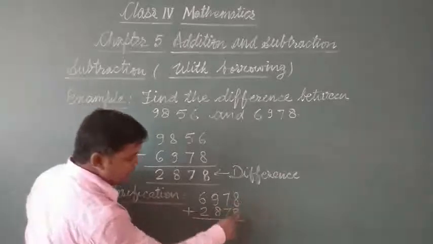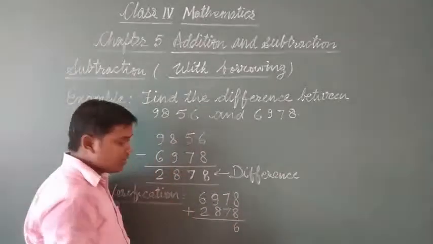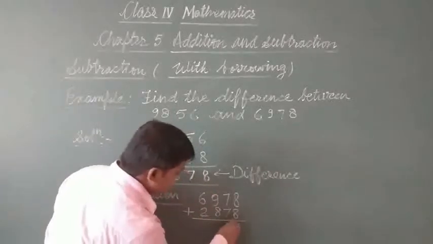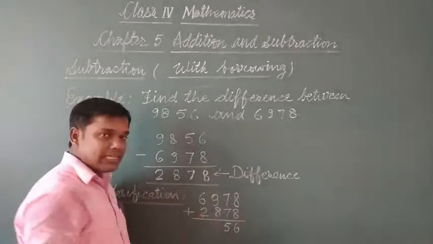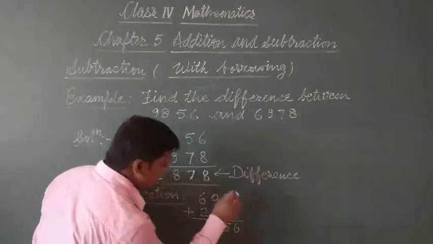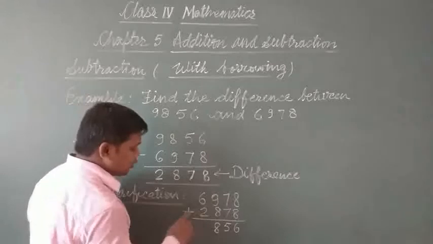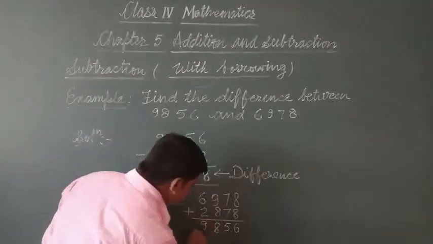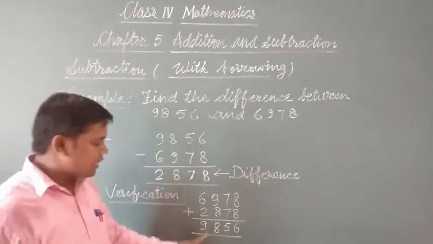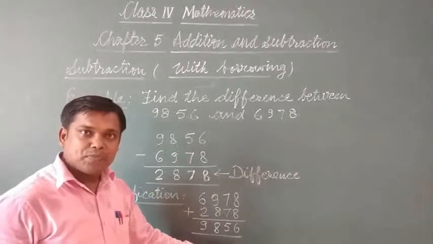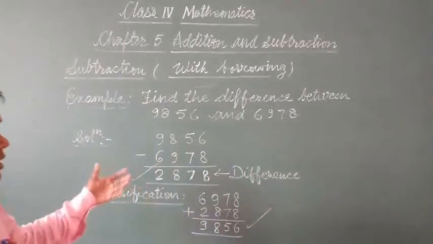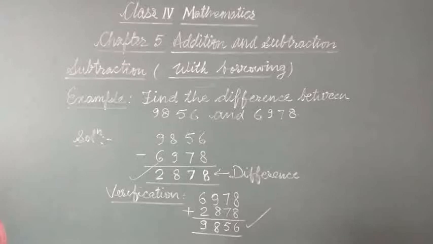So 8 plus 8, 16, carry 1. 7 plus 7, 14 and 1, 15. 5 here, carry 1. 9 plus 8, 17 plus 1, 18, carry 1. 6 plus 2, 8 plus 1, 9. So we got our minuend 9,856, and here we also got 9,856. It means our difference is correct. So like this you can verify your answer also.